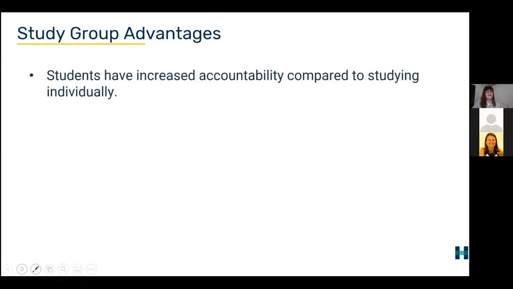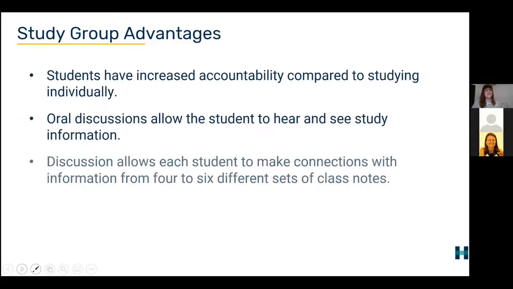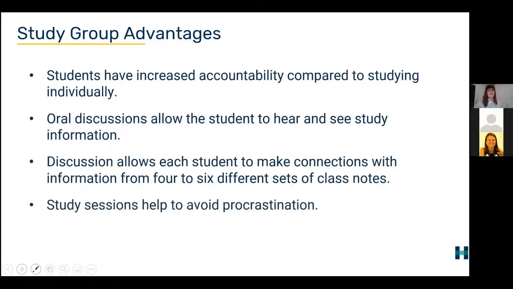Advantages are that students have increased accountability compared to studying individually. You can't get away without studying. Oral discussion allows them to hear and to see study information. You get information from 6 different students who might have worded their notes a little differently, and that might have been a key difference in success on the test. And it avoids procrastination. That's a huge benefit.